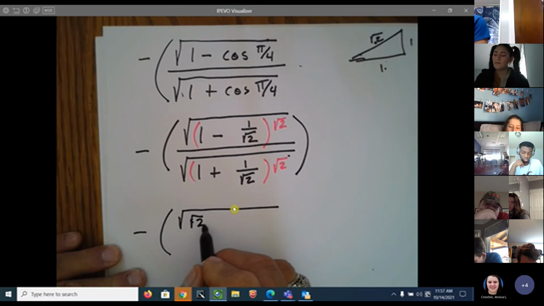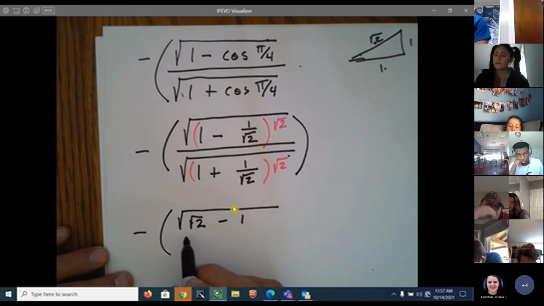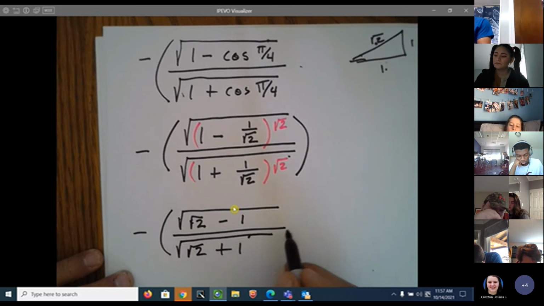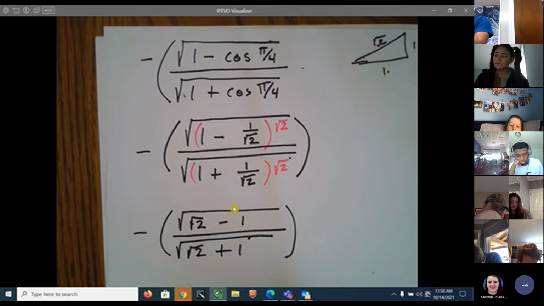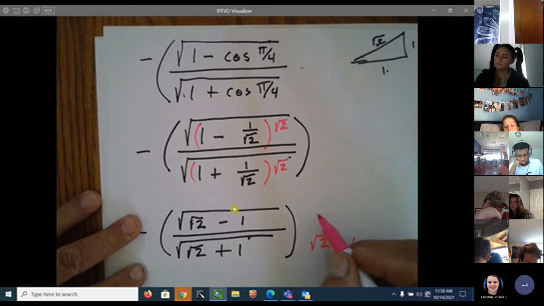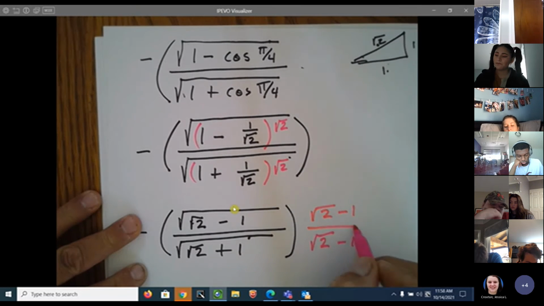That'd be the square root of 2 minus 1 over the square root of 2 plus 1. That's better. Now, multiply through by the conjugate on the top and the bottom. So I'm going to take the pink marker, and I'm going to multiply through by the square root of 2 minus 1 over the square root of 2 minus 1.